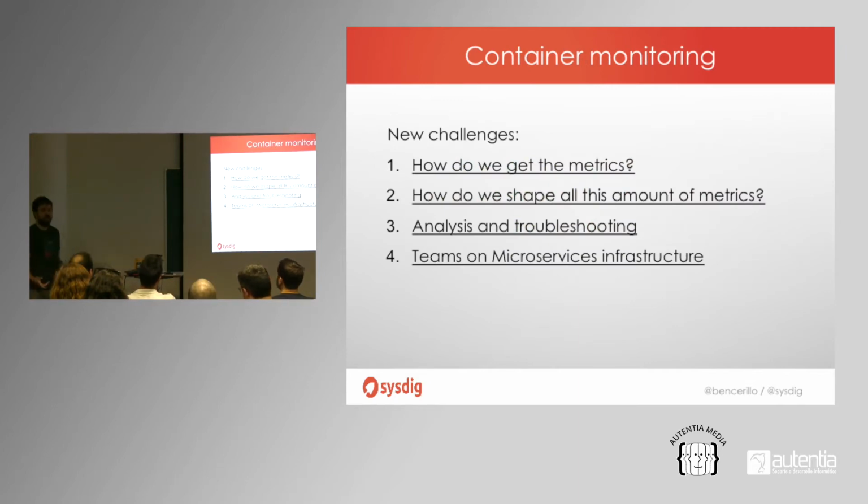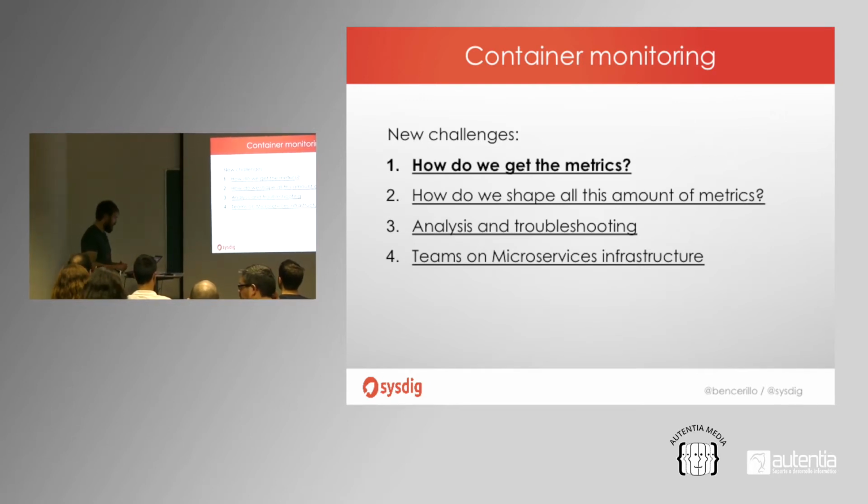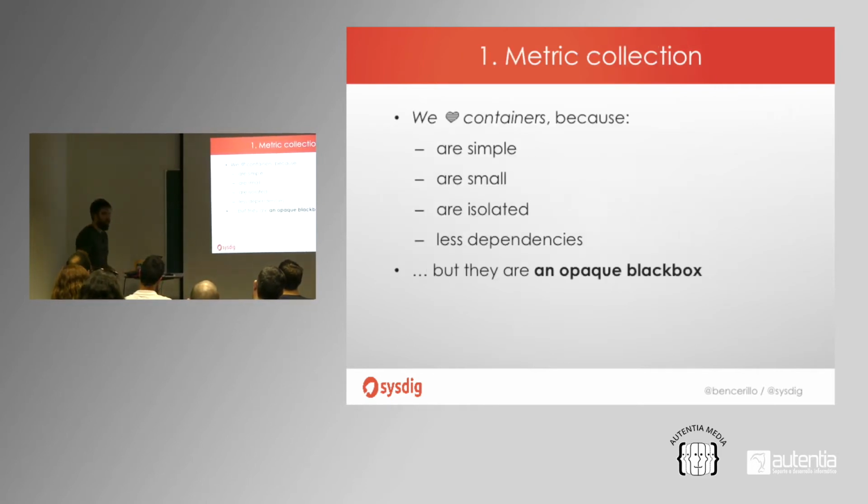That's basically presenting us a number of different challenges, and we are going to go through these 4 of them. First, how do we get metrics in microservices, inside containers? Second, how do we make sense of all that amount of information? Before we had a bunch of servers, now we have hundreds of containers. Third, how do we do analysis and troubleshooting? And finally, how teams are changing. So let's start from the beginning.